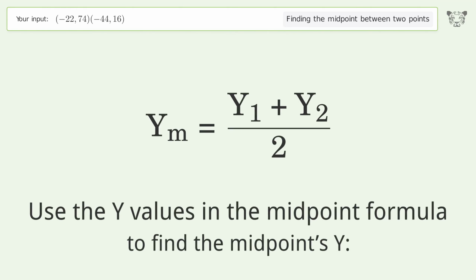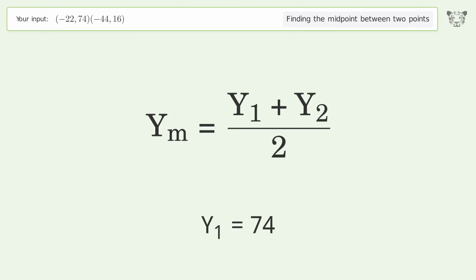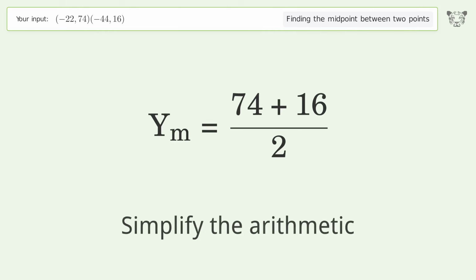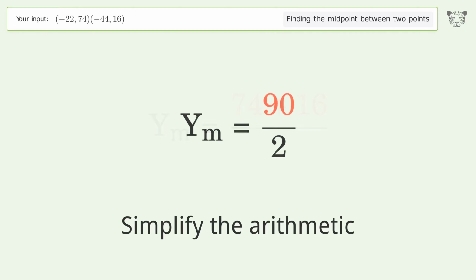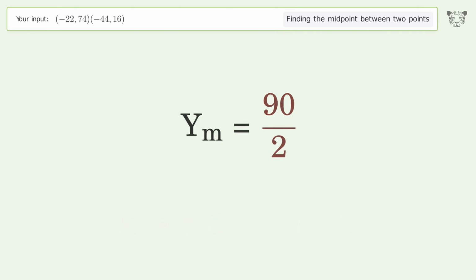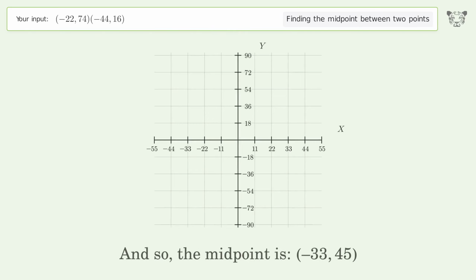Use the y values in the midpoint formula to find the midpoint's y. y1 equals 74. y2 equals 16. Simplify the arithmetic. And so, the midpoint is (-33, 45).